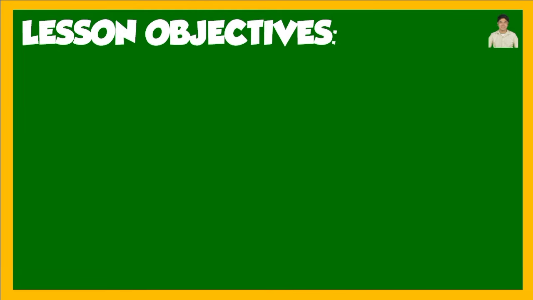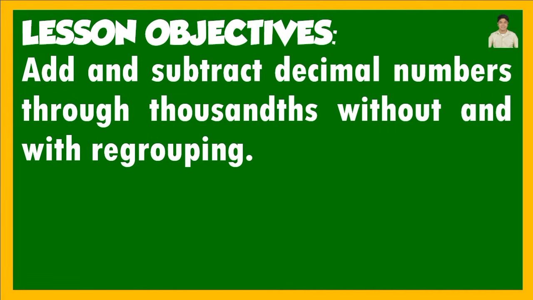So for our lesson objectives, at the end of this video lesson, pupils, you are expected to add and subtract decimal numbers through thousandths without and with regrouping. The process is the same as adding whole numbers without and with regrouping. The difference is that we are now talking about decimals, so there is a decimal point that we need to consider. I will discuss that whole process in our video lesson.